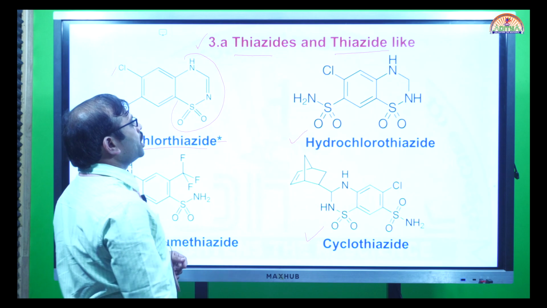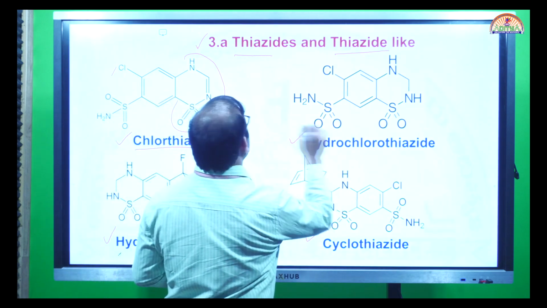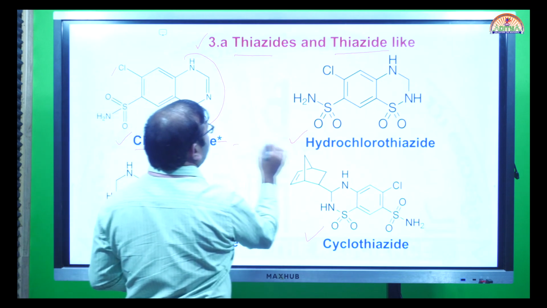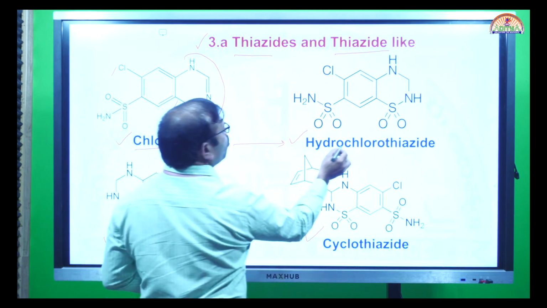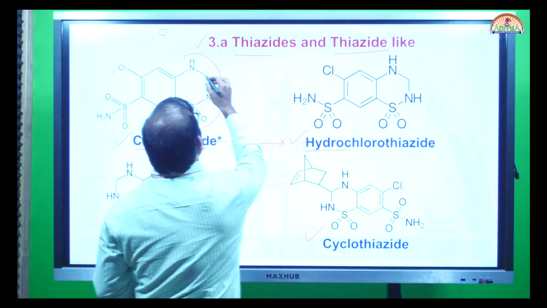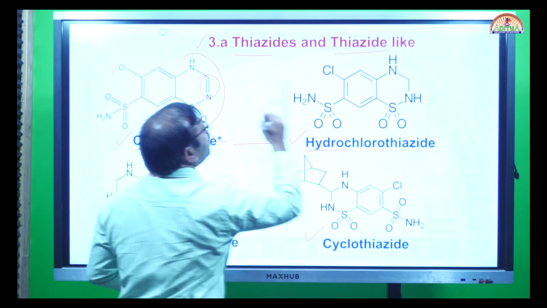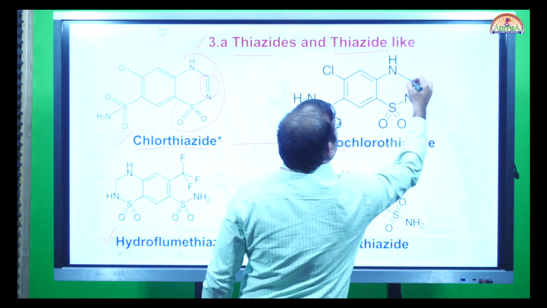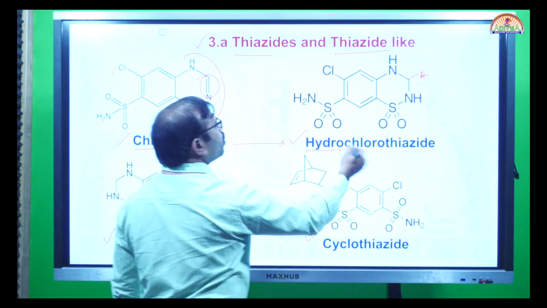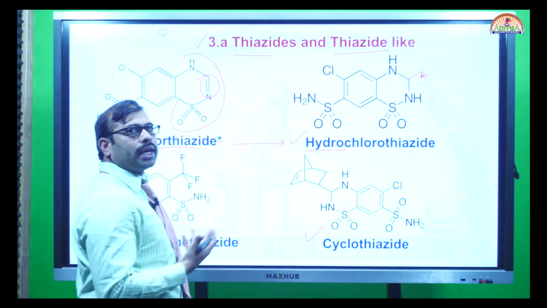Whereas hydrochlorothiazide is a chlorothiazide derivative, derived from chlorothiazide, where hydrochloro means the double bond has been reduced. If you reduce the double bond you add two hydrogens, one hydrogen here and one more there, and that is called hydrochlorothiazide. It is a thiazide-like diuretic.